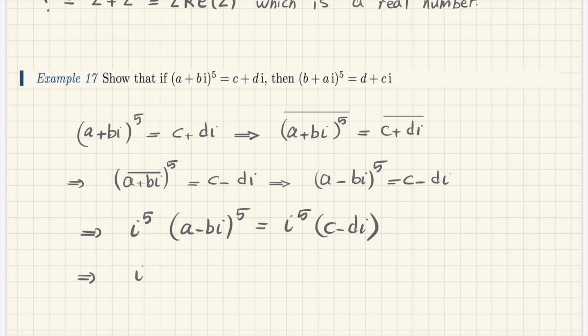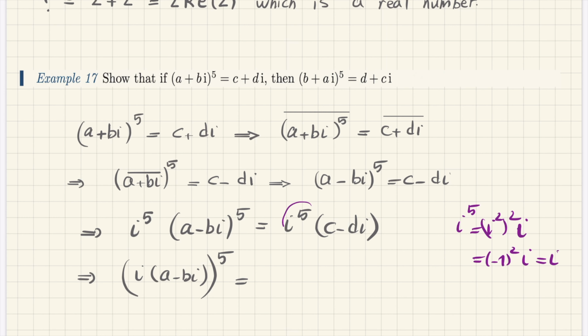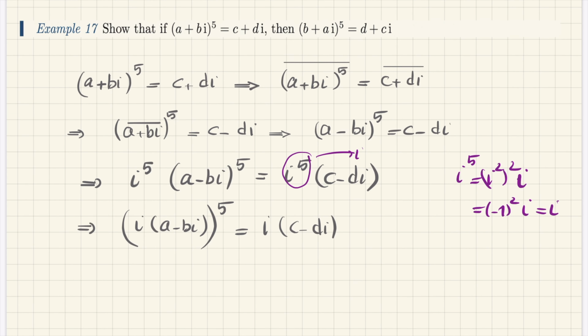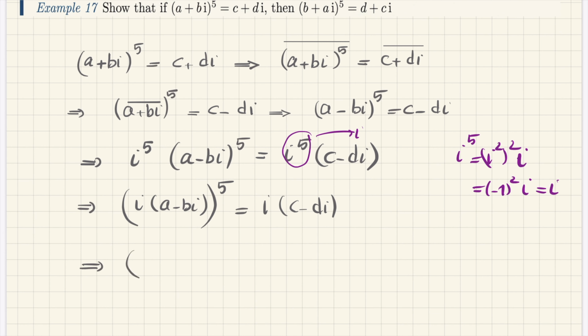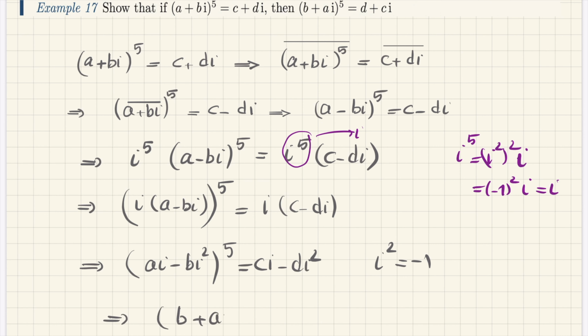Then it implies that I have i times (a minus bi), and then I write to the power of 5. But then I go here and calculate i to the 5. i to the 5 is (i to the 2) to the 2 times i. But this becomes (minus 1) to the 2 times i, which is i. So instead of this one, I can simply write i. So this becomes i times (c minus di). And then on the left-hand side, if I multiply i in, it becomes (ai minus bi squared) to the 5. And if I multiply i on the right, it becomes ci minus di squared. And then we are done because i squared is nothing except minus 1. So this implies that I have (b plus ai) to the 5 is equal to d plus ci.